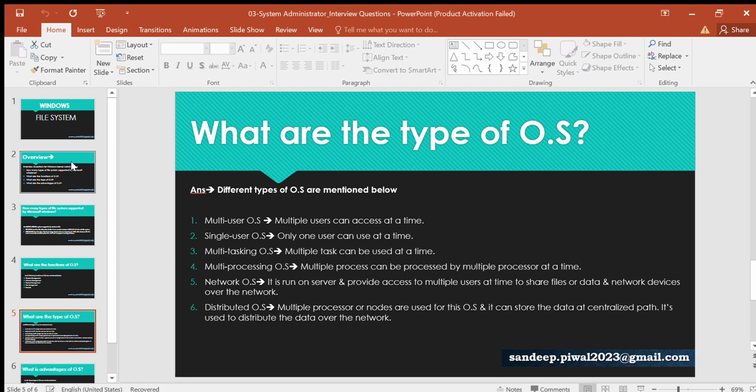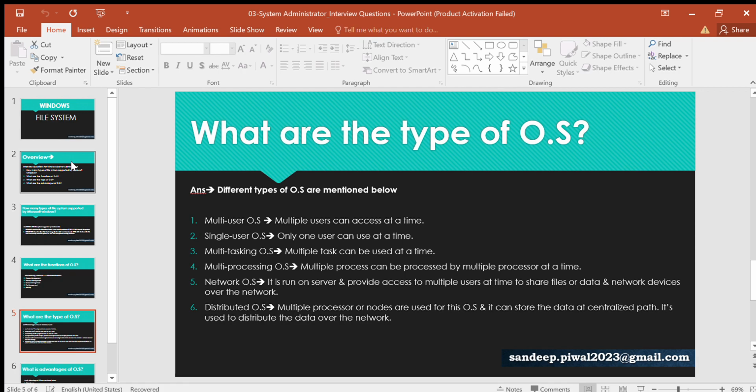Let's move on to the next one: multi-processing operating system. Multitasking and multi-processing are different from each other. Multi-processing means multiple processes are coming to the server, and the server is executing those processes at a time. For that, multiple processors are required to process that kind of request. A server is an example of this: in a server, multiple processors are installed. Once the processes come one by one or in parallel, they can work in parallel and execute the tasks.